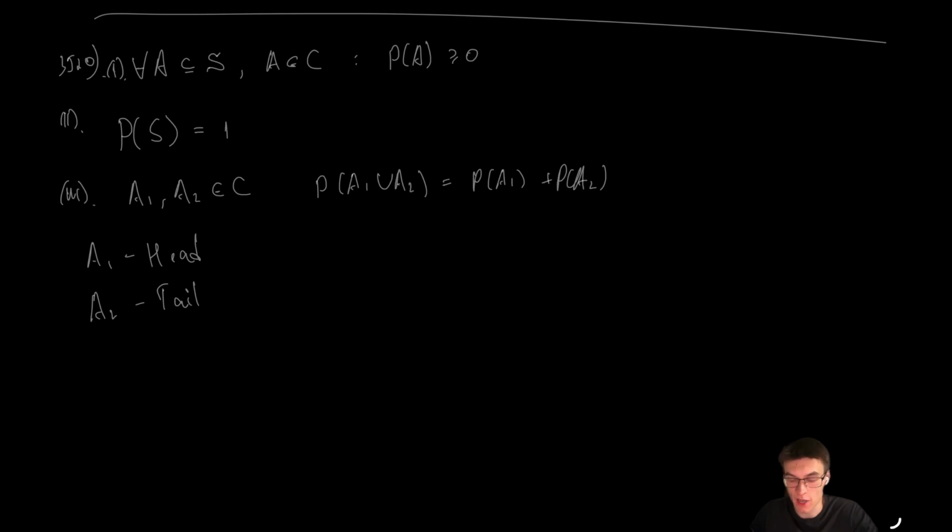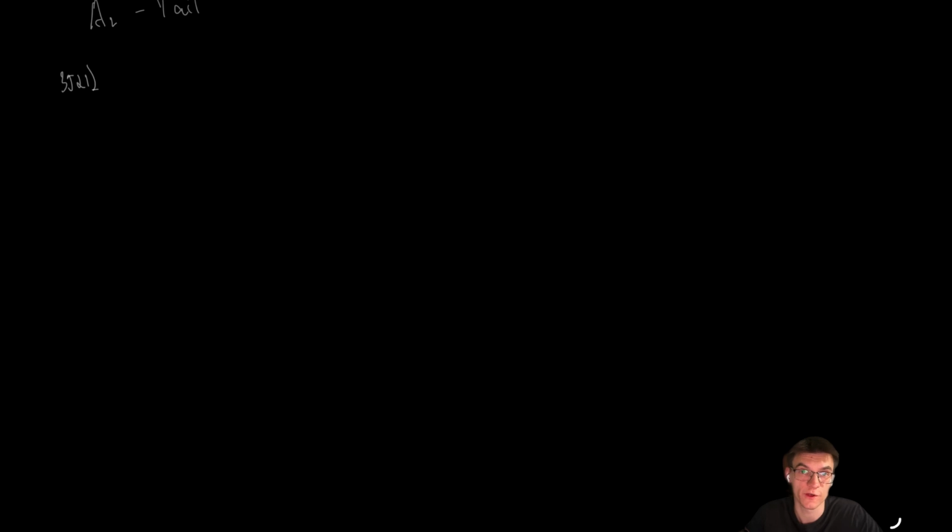In that case, the sum of the probabilities of those events is the probability that one of them happened, either A1 or A2. So those are basically the three axioms. And now let's get started with our problems.